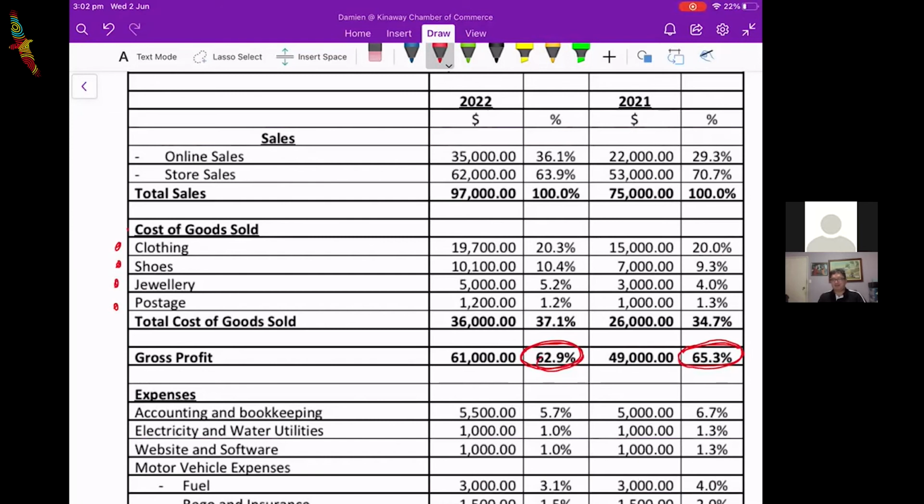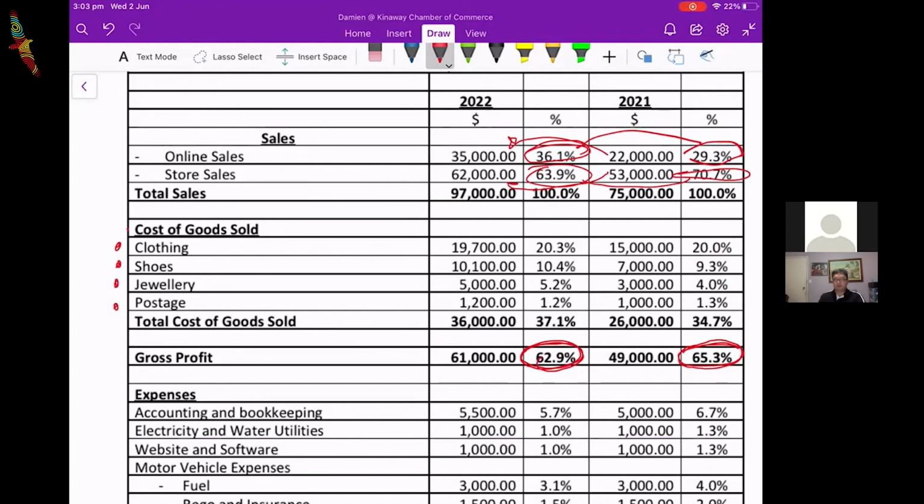But the reason for all this is that sales for online have increased. We've made increases in store sales as well, but we can see here that online sales compared to last year have increased. Our store sales from last year, comparatively, haven't kept up with our online sales. So we're selling more online.